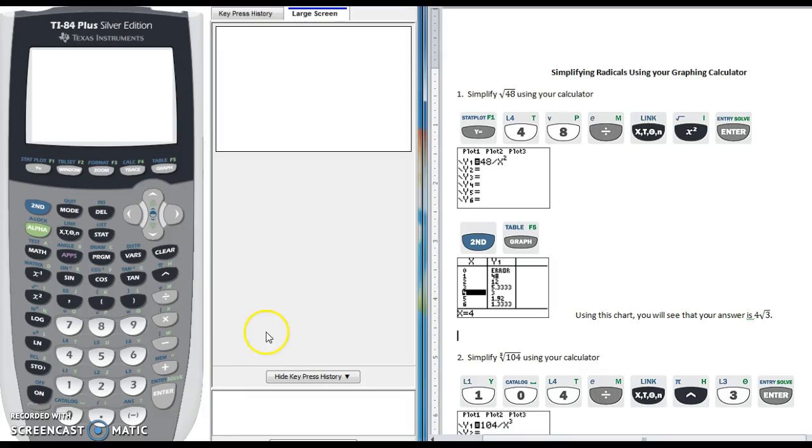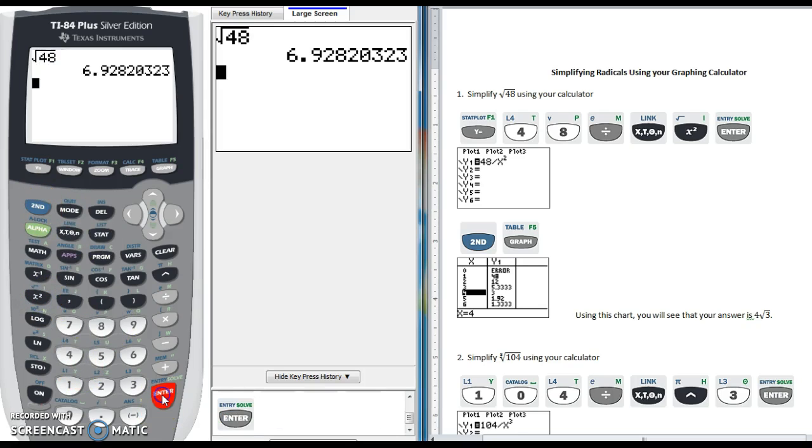Okay, so here I'm going to show you how to simplify square roots and cube roots using your calculator if it's not a perfect square. So if we start with something like the square root of 48, if you notice, when we put square root of 48 in our calculator, we get that ugly decimal.